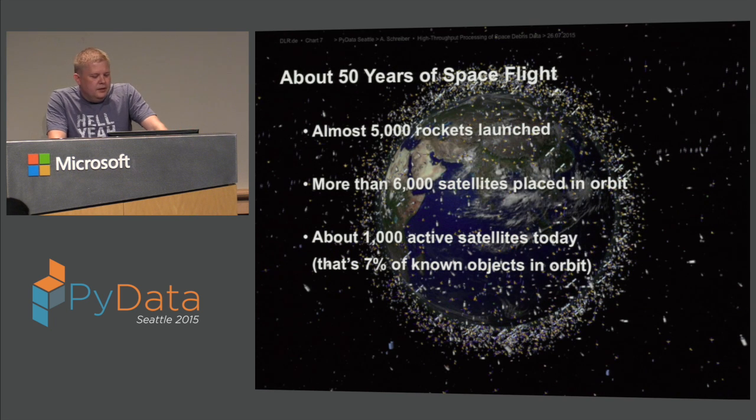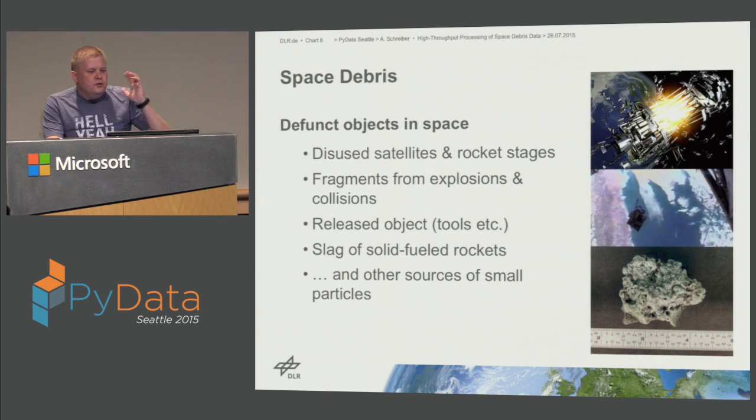Space travel is not very old. We've been doing space travel for about 50 years, and mankind has launched about 5,000 rockets. This number is not really precise. We don't really know how many rockets the Russians or the Chinese actually launched. But around 5,000 rockets. We have placed around 6,000 satellites in orbit, and 1,000 of them are currently active, used for communication and other stuff, and espionage and so on. And there's also a lot of space debris.